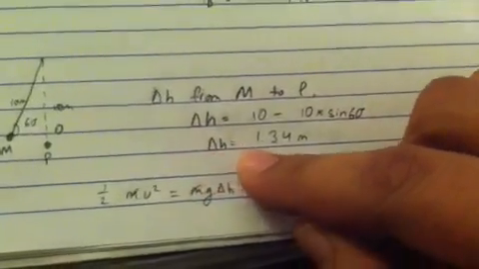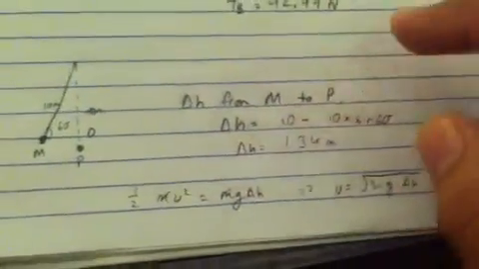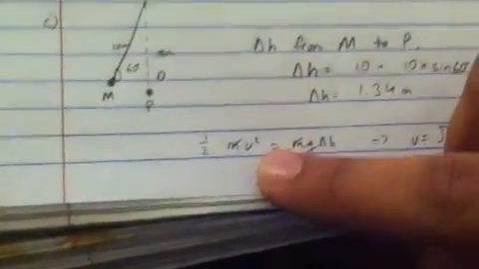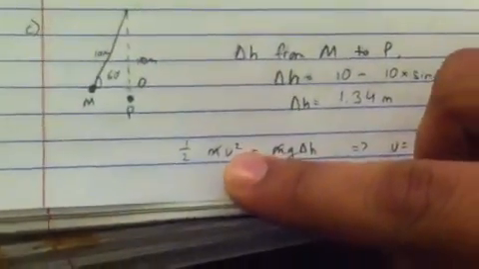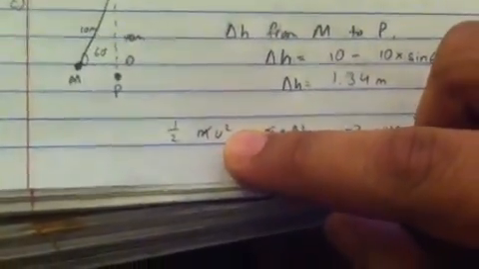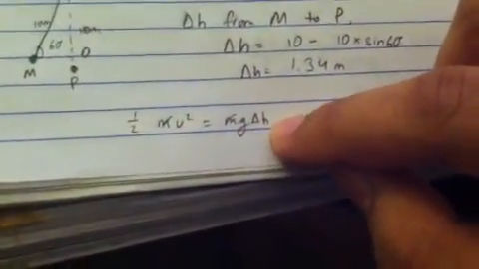And I got 1.34 meters. Next, using conservation of energy, I knew that the final kinetic energy would be equal to the change in gravitational potential energy. So after some simplification, I got the velocity to be 5.1 meters per second.